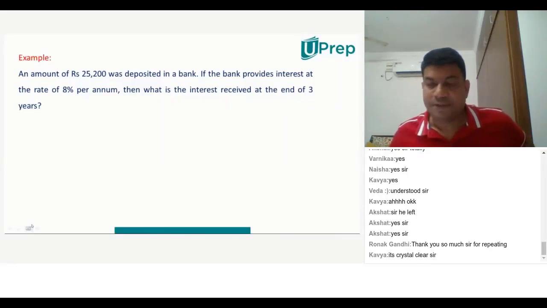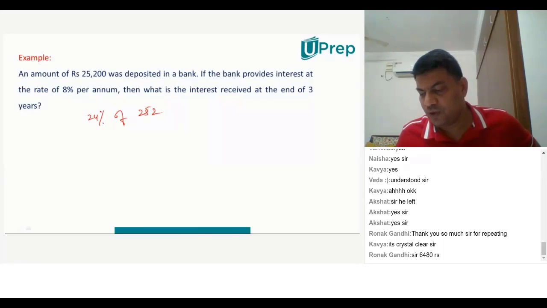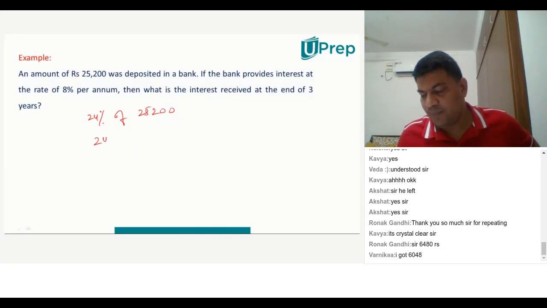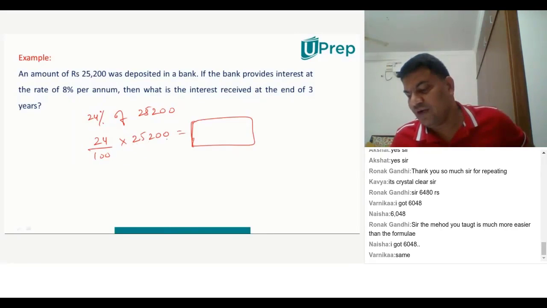Forget it. Solve this. So basically 8% for 3 years is 24%. You just need to calculate 24% of 25,200. One way is simply 24 by 100 times 25,200. Calculate that, you'll get the answer.